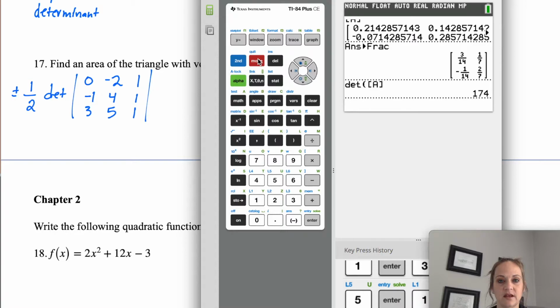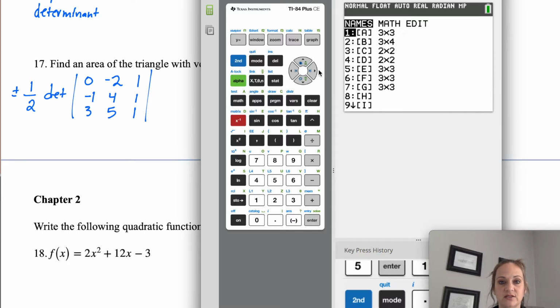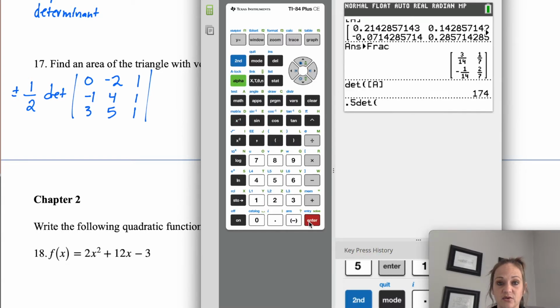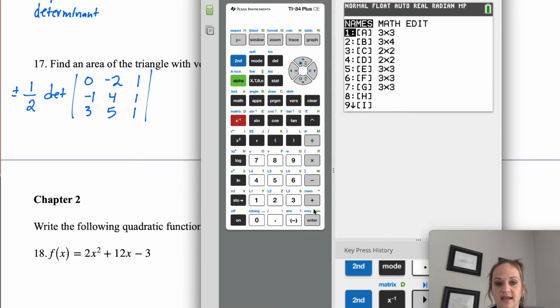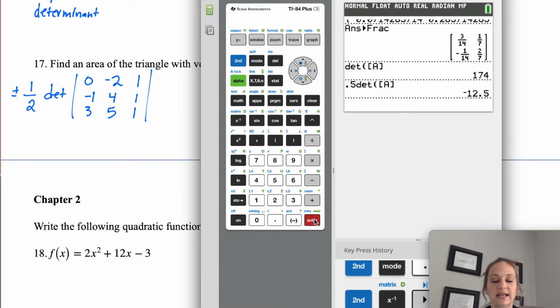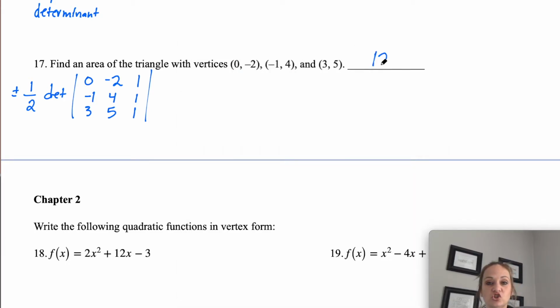Quit. So I'm going to do 1/2. So I'm just going to do the 0.5. And then I want to do the determinant. So go to determinant and then choose the matrix that you had edited. Hit enter and you get a -12.5. So all you need to do is just change it to a positive 12.5 as your answer. If your answer comes out negative, just make it positive. If it came out positive, then obviously keep it positive.